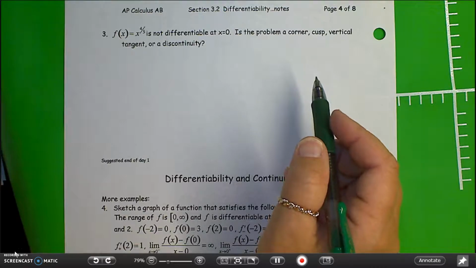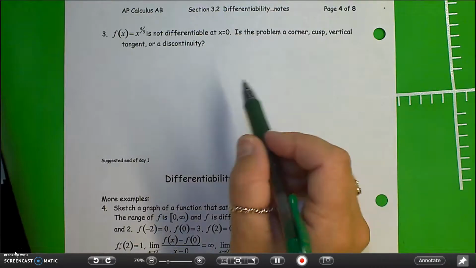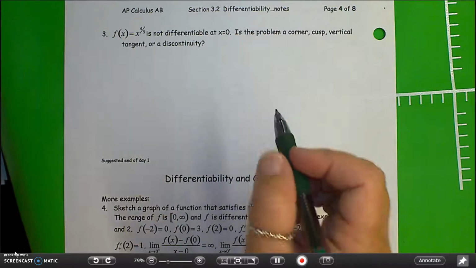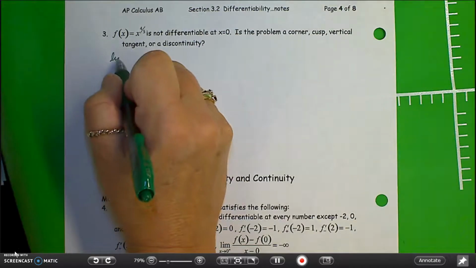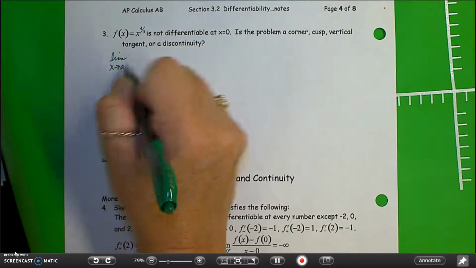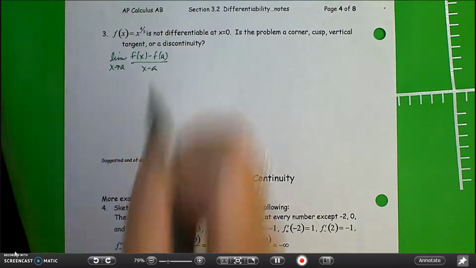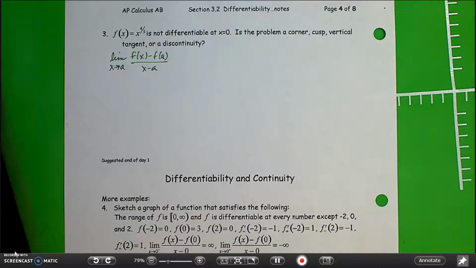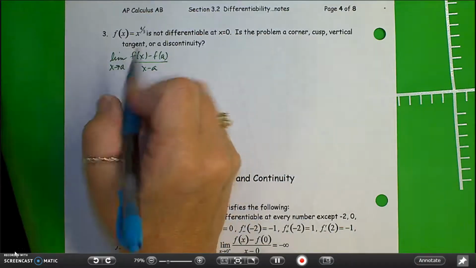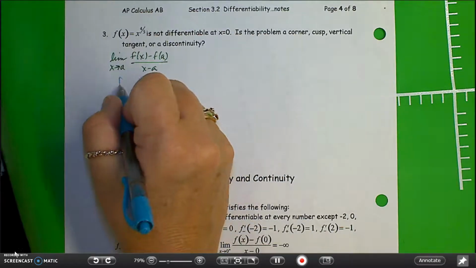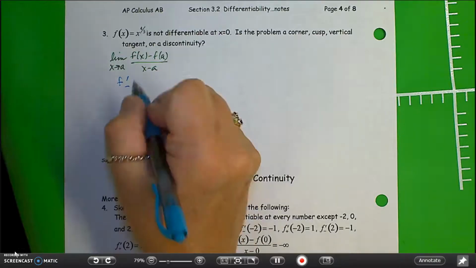So what we need to look at is the slope of the tangent line from either side of 0, or the derivative on either side of 0. I'm going to use the limit as x approaches a of (f(x) - f(a))/(x - a) as my format of the derivative. That's the easiest one for this. So let's look to the left of 0. That's going to be the derivative from the left of 0.